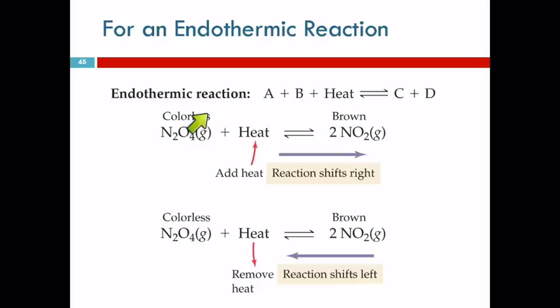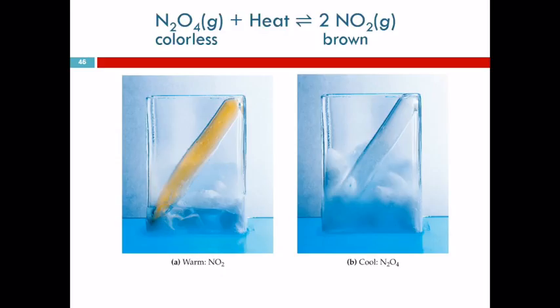This is a very interesting reaction. We've been looking at this a couple of times, the N2O4 and the NO2. N2O4 is a colorless gas, and NO2 is a brown gas. And so you can actually put this equilibrium in a sealed container and make the color change by changing the temperature of the container. So this is the same tube. Here we have it in warm water, and it turns brown. We're adding heat. It shifts the equilibrium towards the product, the brown gas.